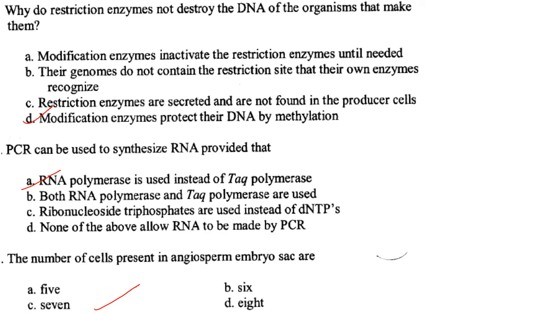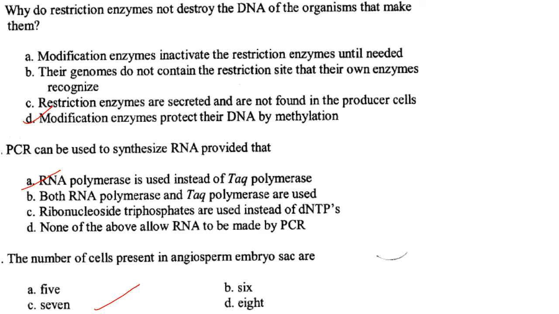Then the number of cells present in angiosperm embryo sac are. So there are 7 cells that are present in angiosperm embryo sac. Option C. The mature embryo sac is a 7-celled and 8-nucleate structure. The 8 nuclei are arranged in precise positions. One nucleus is located in the egg cell near the opening of the embryo sac, and 2 nuclei are located in 2 synergid cells which flank the egg cell. The synergids and egg cell together constitute the egg apparatus.